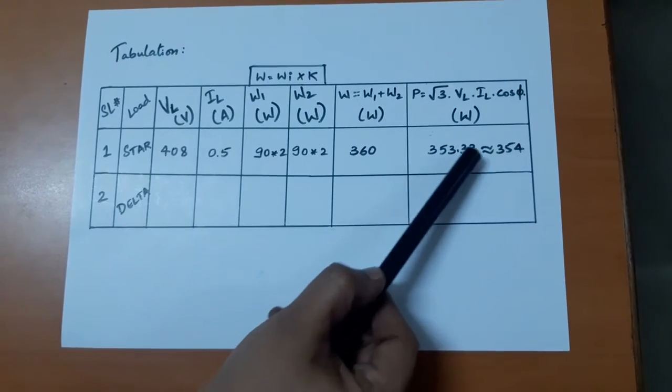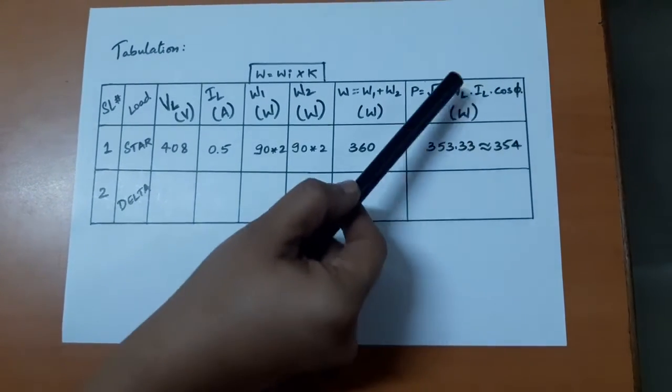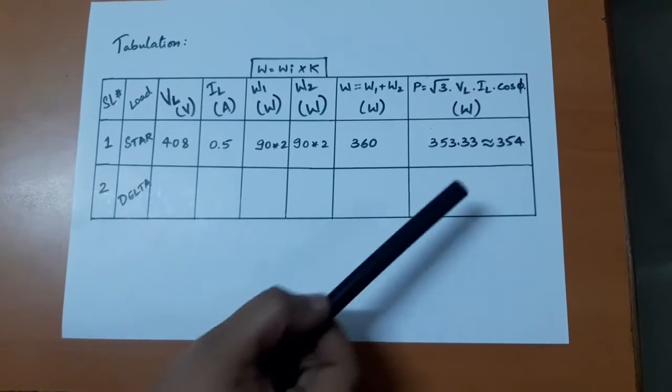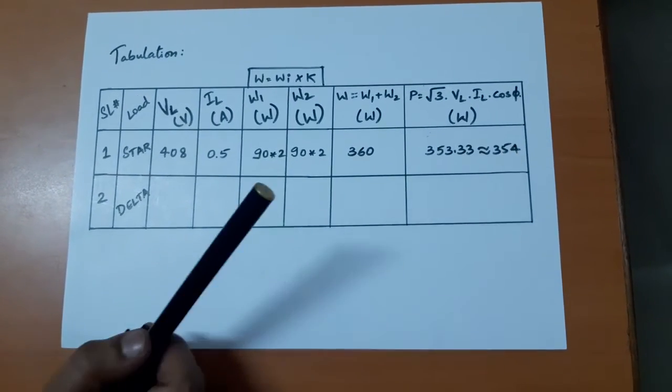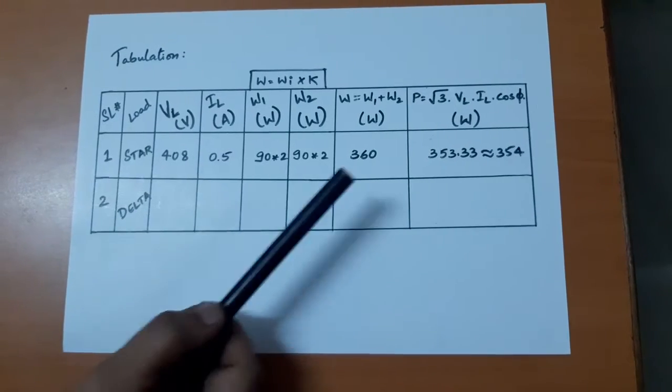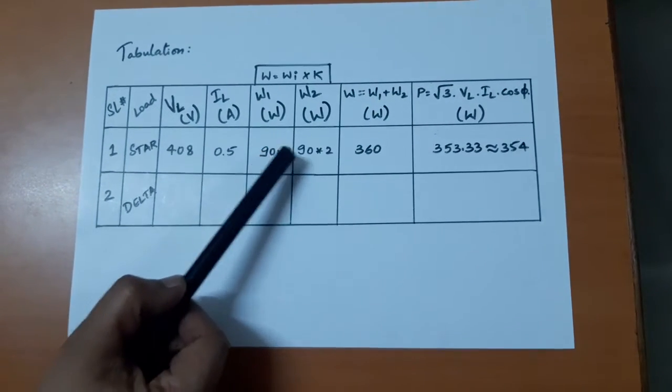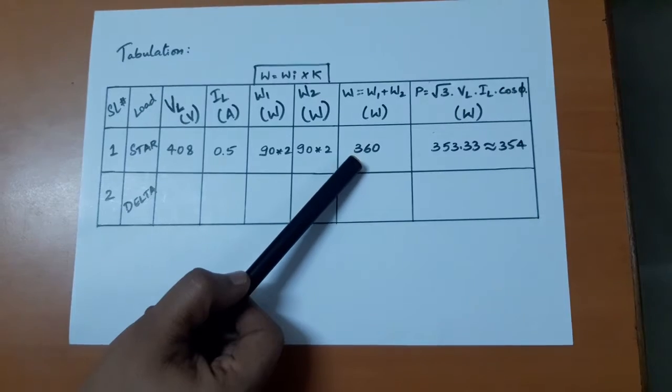So take the reading, calculate the values by substituting them in this formula, and you get 353.33, which is approximately rounded up to the nearest highest digit, 354. And W is nothing but the sum of W1 and W2, which is 360 watts.